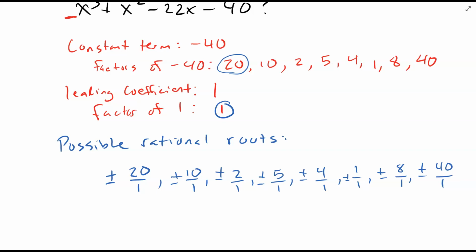So how many possible rational roots do we have here? 8. Close. Remember the plus or minuses. So each one of these are really 2 possibilities. Yeah, so we have 16 possibilities.